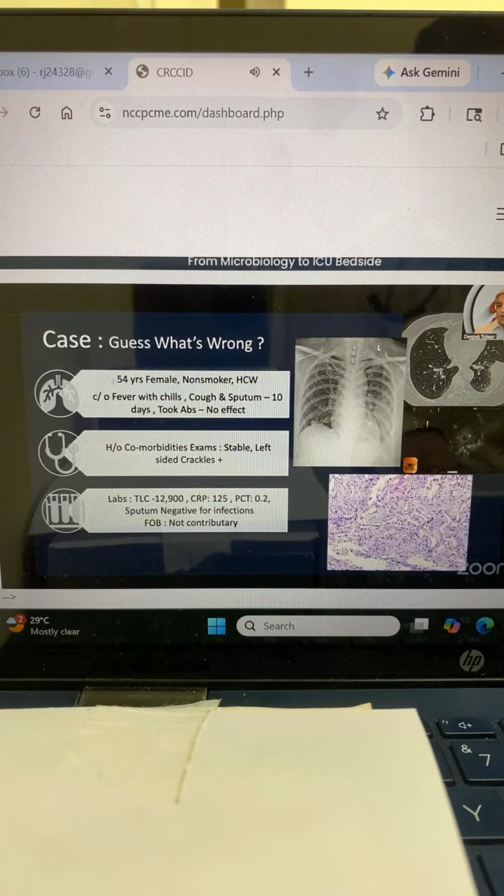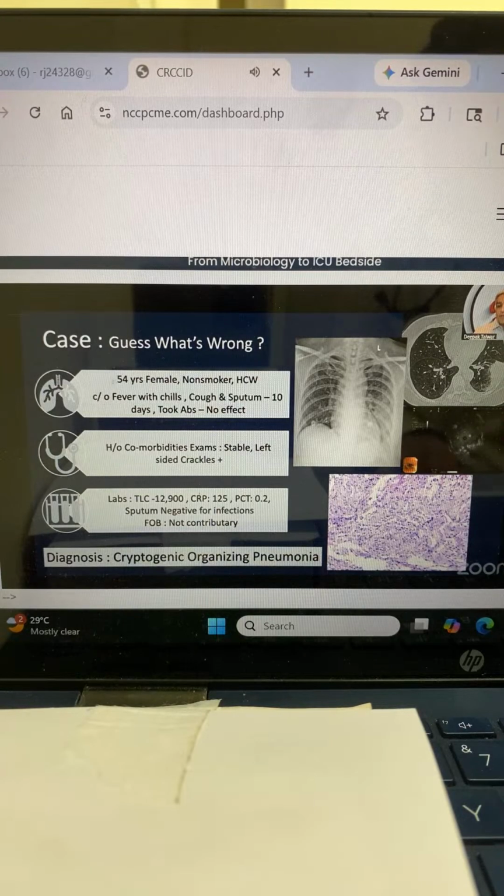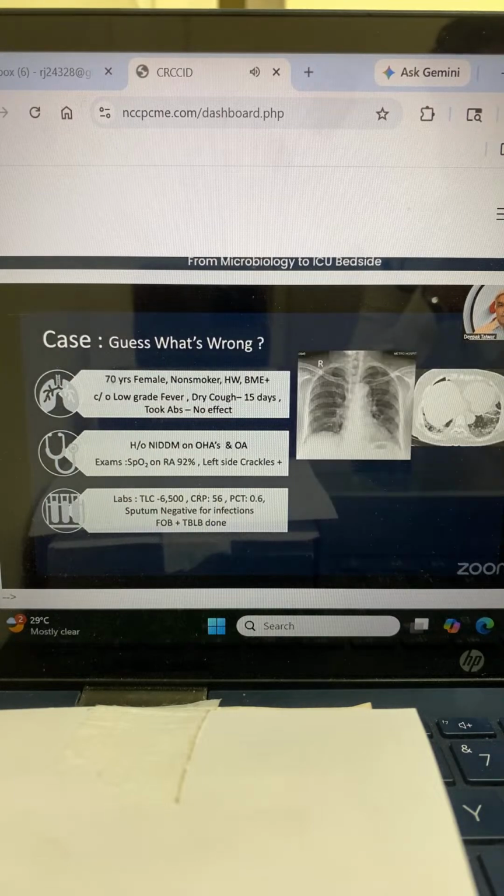And a biopsy showed what? Classical cryptogenic organizing pneumonia, COP. So they look like pneumonia, but they are not pneumonia. If you do not find any cause for them, only then do you label them as cryptogenic organizing pneumonia, which actually puts them into the new ILD definition of AFP.